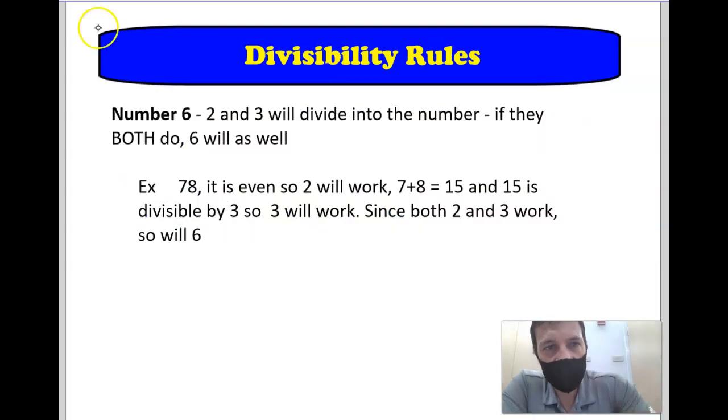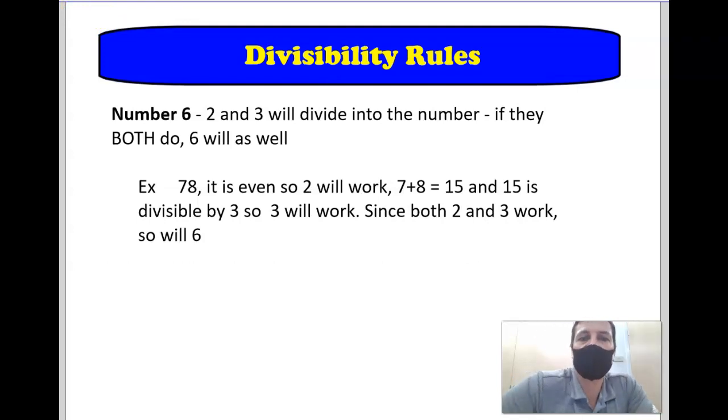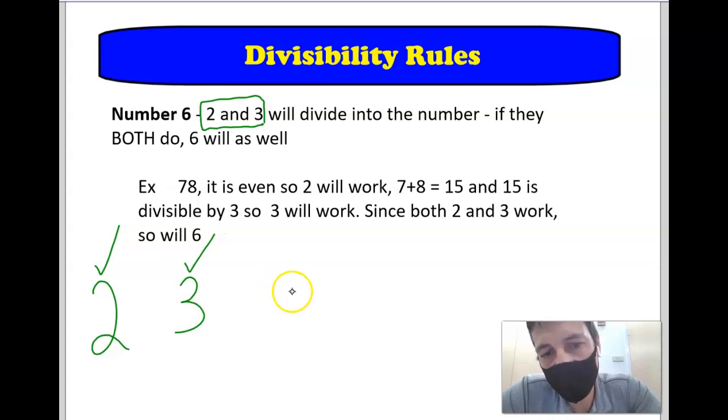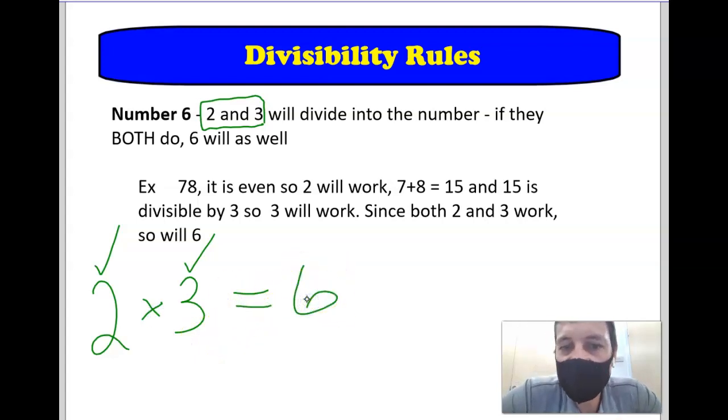6 can be a little tricky. If you know the rule for 2 and for 3, then you can get 6. A number is divisible by 6 if it's also divisible by 2 and by 3. So let's see how that works. Let's look at the number 78. It's even, so we know 2 will divide evenly into 78. And then when I add those digits, 7 plus 8 equals 15. Well, 3 goes into 15 evenly, so 3 works. So because 2 and 3 work, that means 6 will also work. And think about it, 2 times 3, these are both prime numbers, and that equals 6.